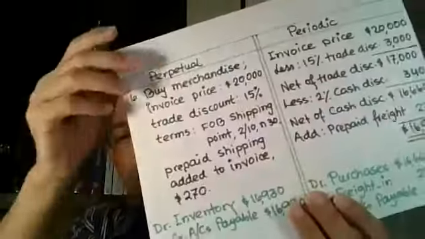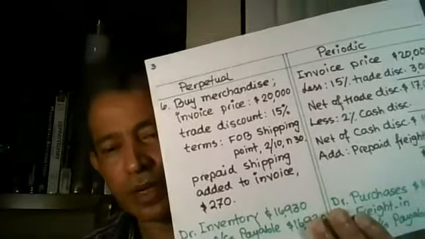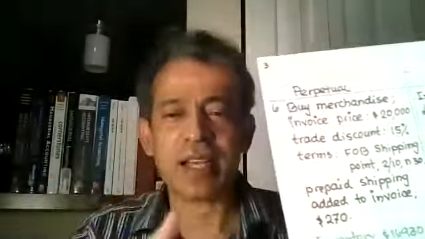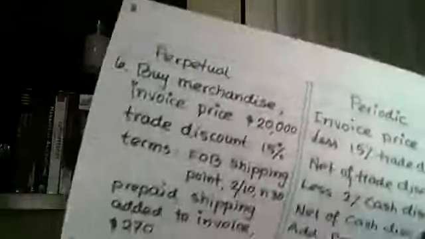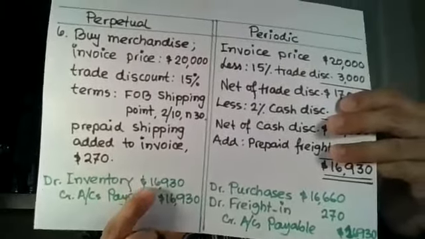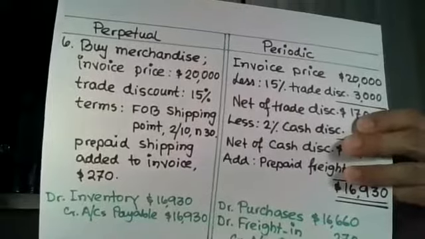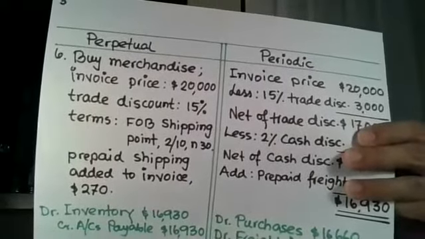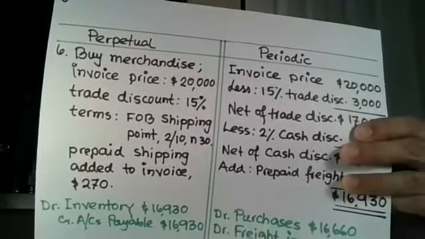All right, now we have the amount. So what's going to be the entry? What is happening here? It says FOB shipping point. That means it was your responsibility to bring it. You means the buyer. So even though the seller has paid the freight, it's going to be loaded to the cost of the inventory. So debit inventory for the full amount, $16,930, and credit accounts payable.